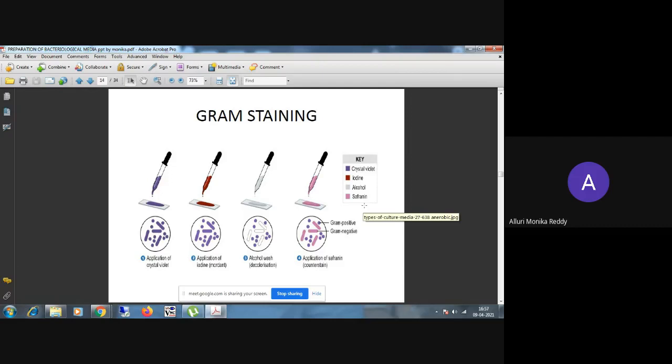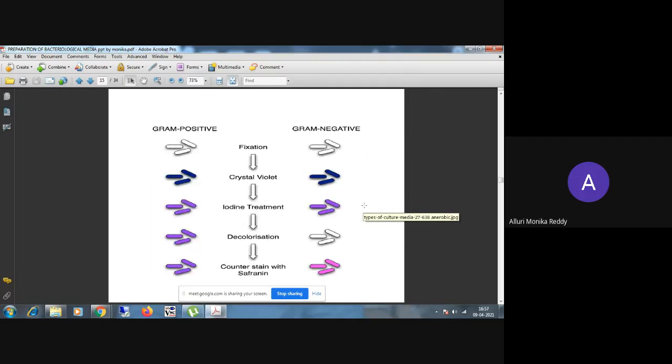Next, gram positive and gram negative. As I already told you, first of all you have to fix the bacteria, add crystal violet, wash off, followed by iodine treatment and wash out. Then comes decolorization. And then you add a counter stain, safranin, to color the negative species as well. So this is what happens in the gram staining technique.